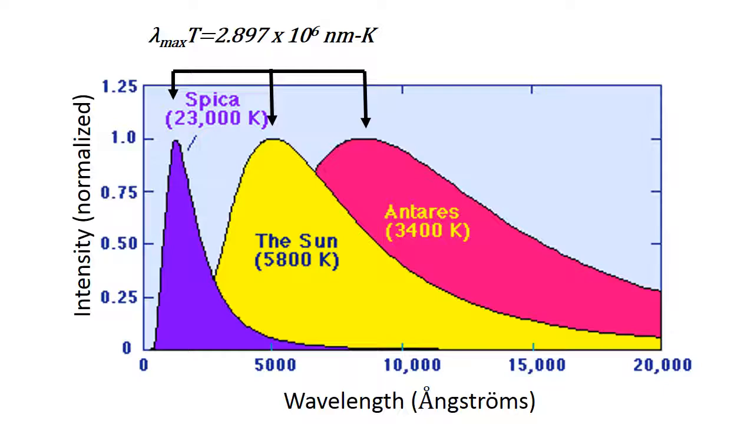So to sum up, we can see that there is a relationship between the maximum wavelength of emission and the temperature of these stars. And that was known empirically at the end of the 19th century. That relationship shown at the top of the slide is known as the Wien Displacement Law.